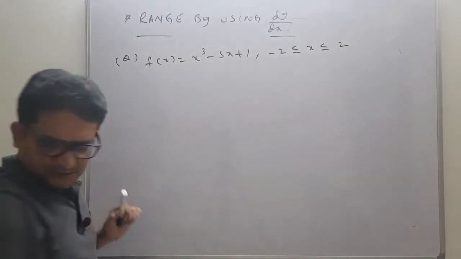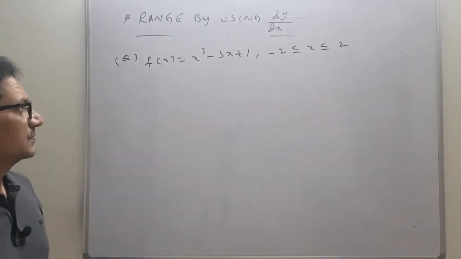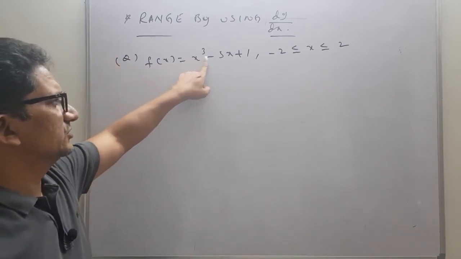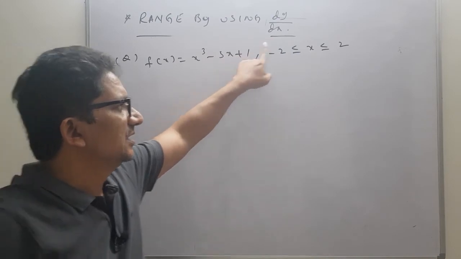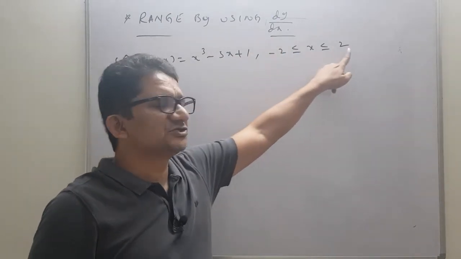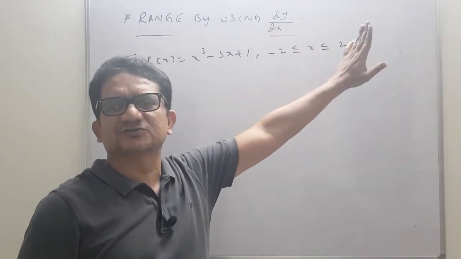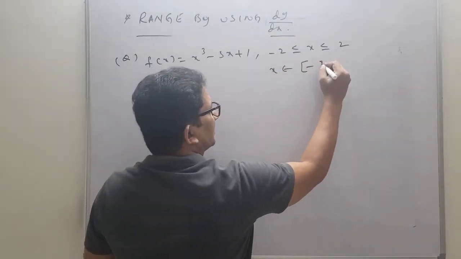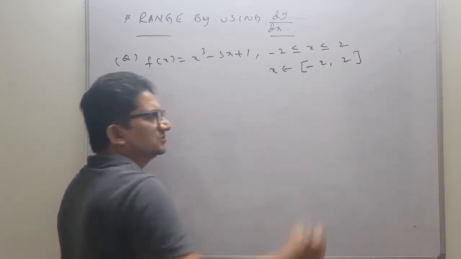Okay, so listen to this question also carefully. Find the range of f of x equals x cube minus 3x plus 1 when x lies between minus 2 and 2. Here it is not x belongs to R. That means here x belongs to the closed interval minus 2 comma 2.